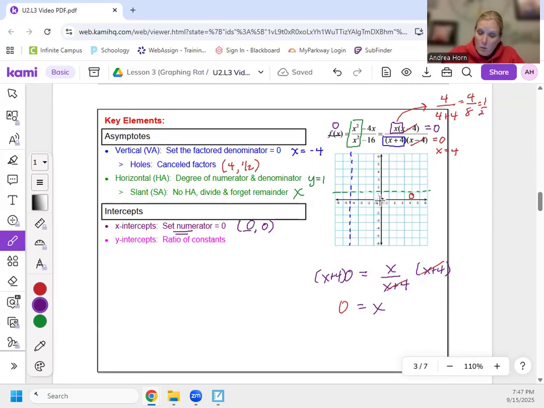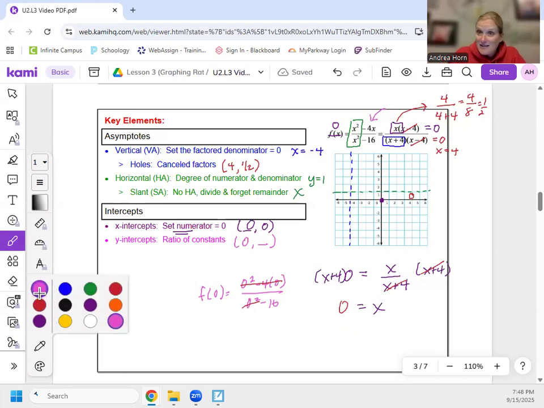Then my y-intercept, remember my y-intercept is any time that my x is 0, and I'm trying to find my y. Well, let's think about this. If I plug in x to be 0 into my function, then f of 0 is equal to, going to my original function here, 4 times 0 over 0 squared minus 16. So notice everything wipes out except for my constants, the constants in my number. So then that means that my constants represent my ratio.